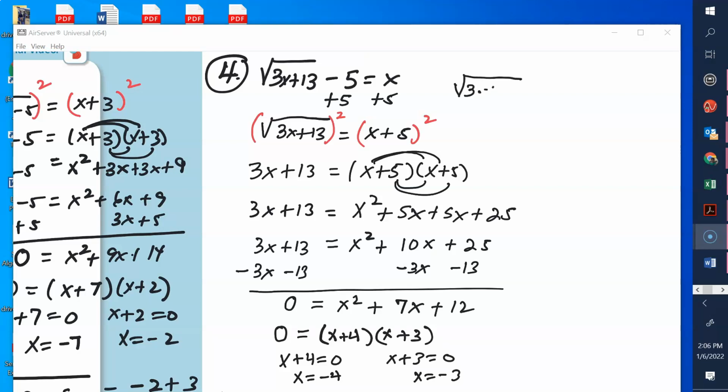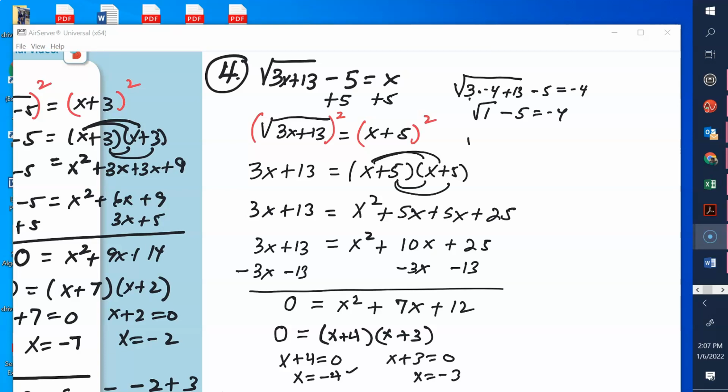3 times negative 4 plus 13, minus 5. Okay, so we're saying it's negative 4. 3 times negative 4 is negative 12. Negative 12 plus 13 is 1. The square root of 1 is 1, so 1 minus 5 gives you negative 4. That checks.